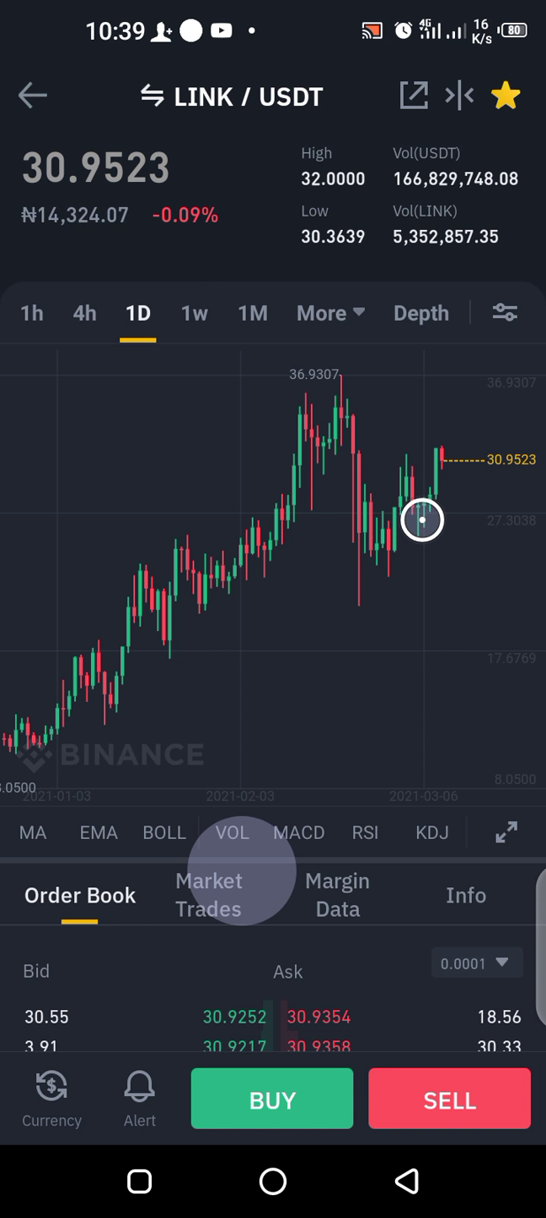So, assuming you enter the market around this place where I place this cursor, you are expected to have your stop loss a little below it. When you have your stop loss a little below it, then you will be safe from the first breakout.